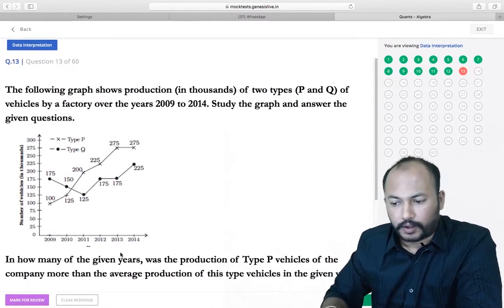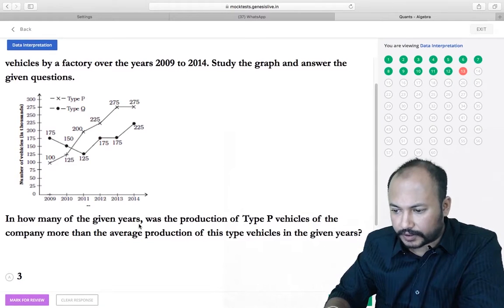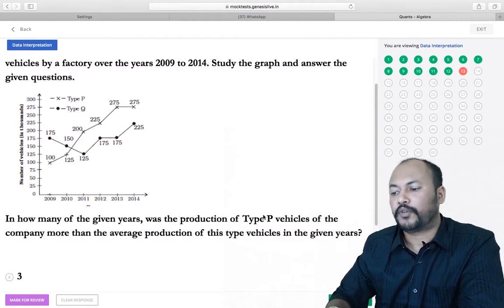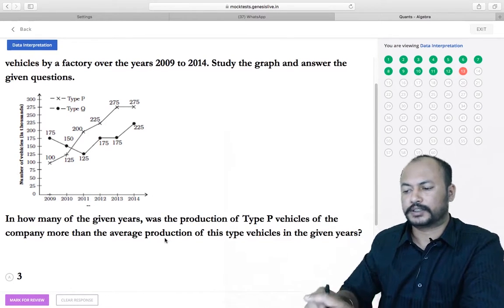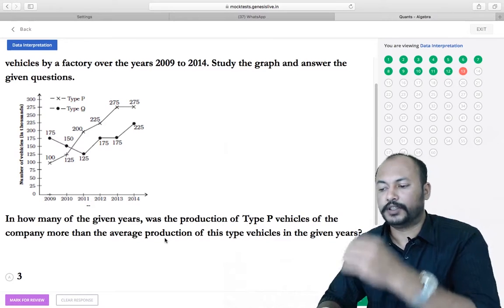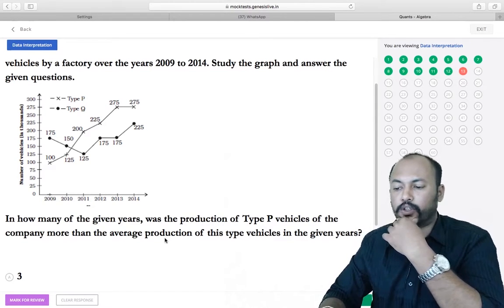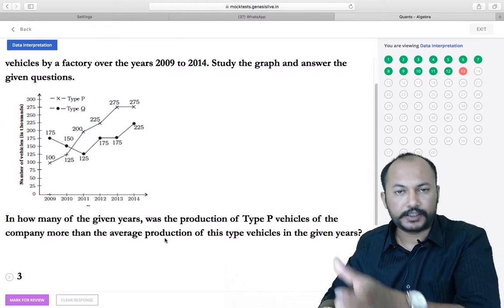Question: in how many of the given years was the production of type P vehicles of the company more than the average production of this type of vehicles? This type means type P only, in the given years. So in how many years was the production more than the average of type P?